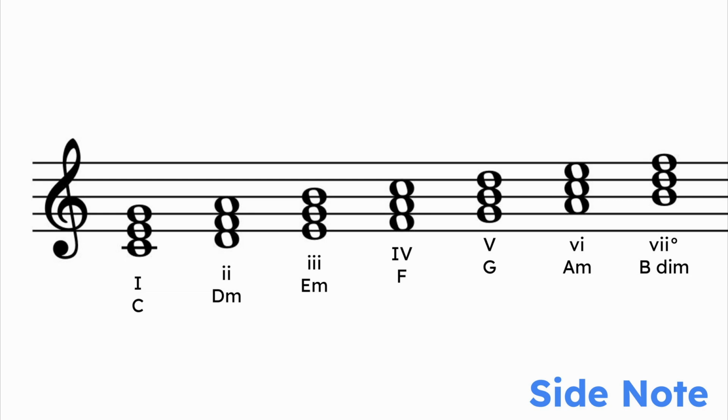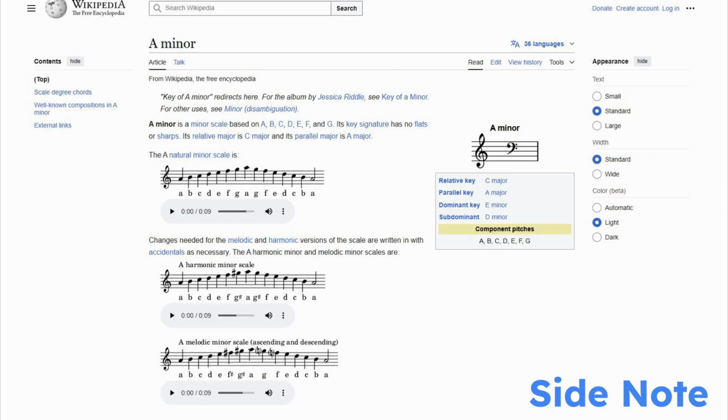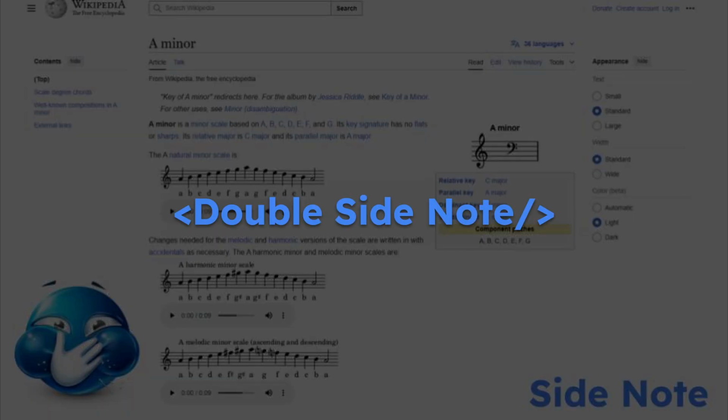No, this was actually a mistake. See, before I had internalized the patterns of keys and how they relate to each other, I would actually look up the Wikipedia page of the key and look at the diatonic chords there. Double side note, I talk about doing this with disdain, but honestly, if you're a beginner composer who hasn't yet internalized the diatonic chords and how they relate to the key, I recommend looking up these pages as well.